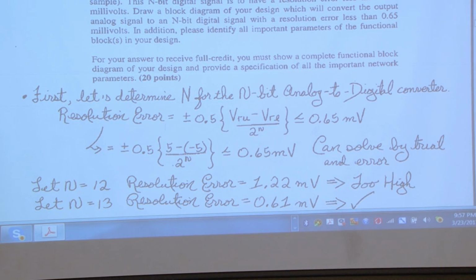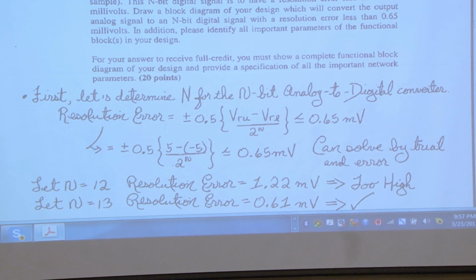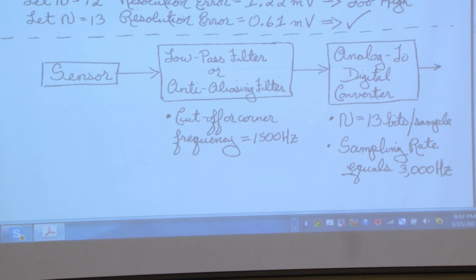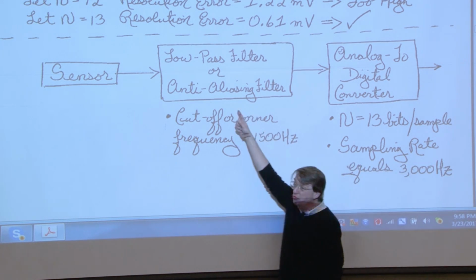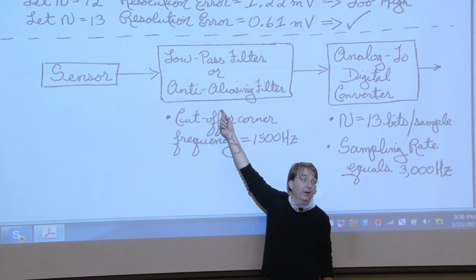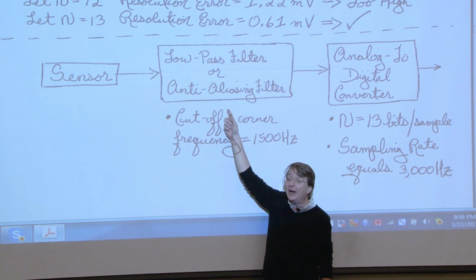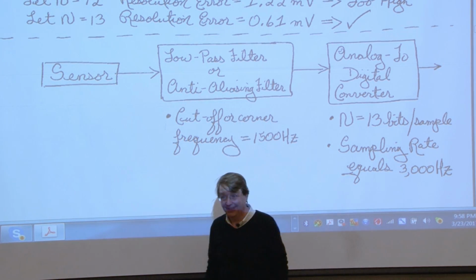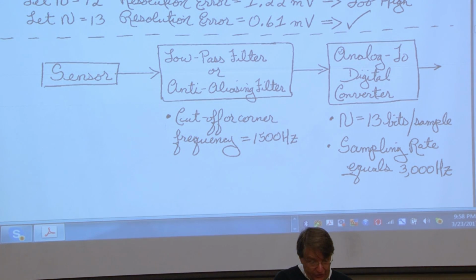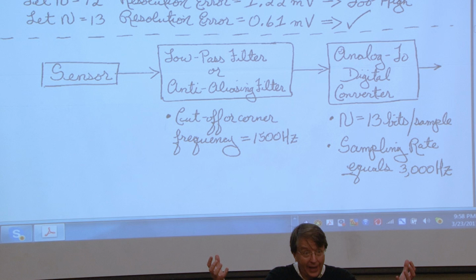Oh, ho, ho. This was what I was really looking for. This was chapter 4. This was what I wanted you to know. Because I ask you in the problem, I have a sensor and I have an A to D converter. How do I connect them?